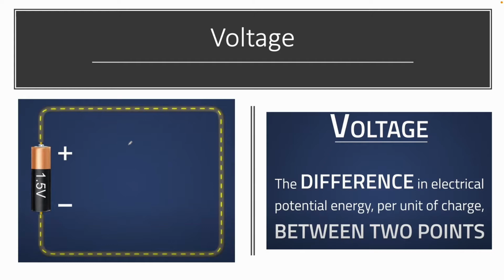So let's look at, finally, the definition of voltage, as we just explained. Voltage is the difference in electrical potential energy per unit of charge between 2 points. So there has to be a difference between 2 points, and voltage is nothing but the difference in electrical energy between 2 points per unit of charge.